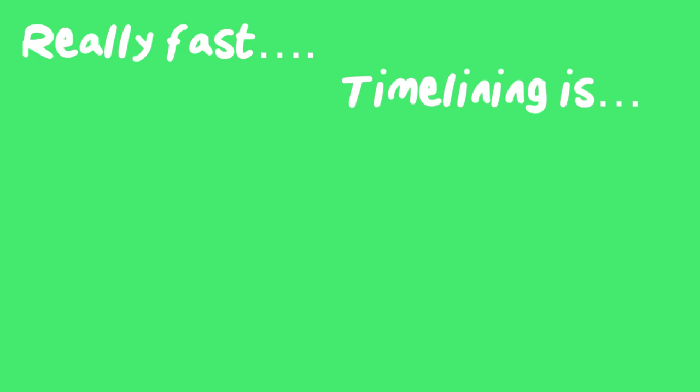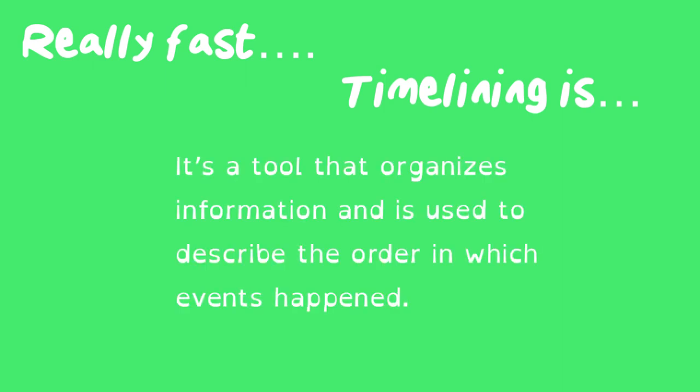And now we continue from yesterday with more timelining. Now, before we get too far, can anyone remind me what timelining is? Does anyone remember? That's right. Timelining is a tool that organizes information and is used to describe the order in which events happened. So let's move into an example of when timelining could be very useful.